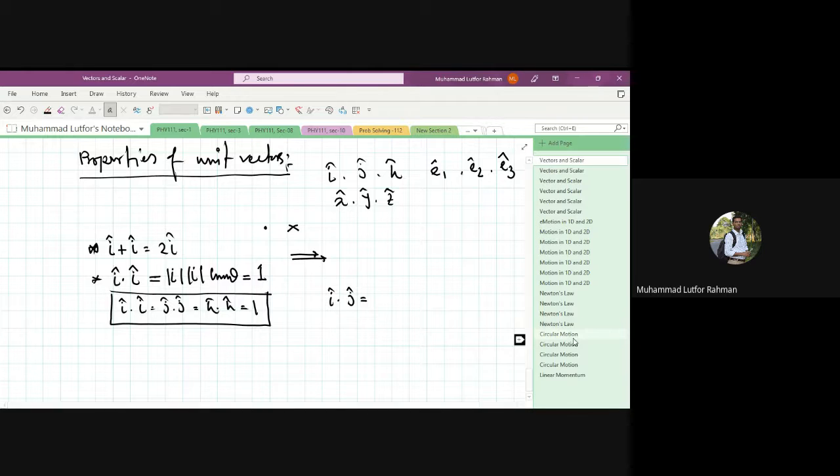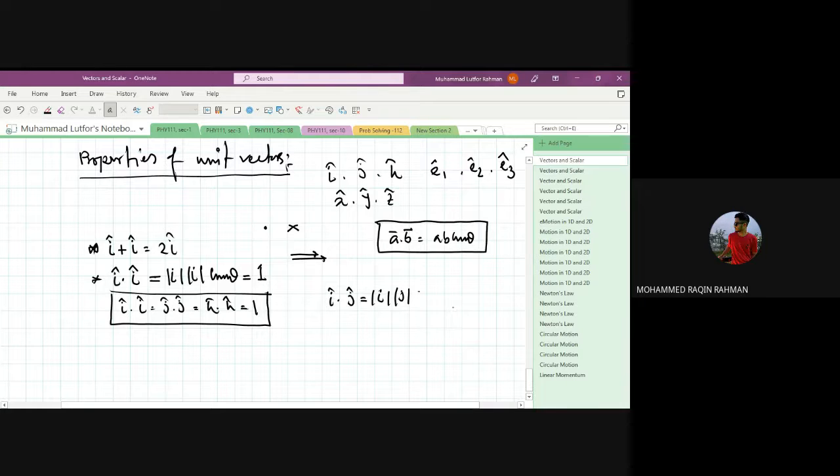So for i dot j, we can use that formula, the dot product: A B cos theta, right? I'll come to where this formula comes from and why it is so. Don't worry about that. Using that idea, magnitude of i, magnitude of j. i is the first vector, j is the second vector. Now, what is the angle between these two vectors? 90 degrees. Exactly. Cos 90 degrees is basically zero. That's why it becomes zero.